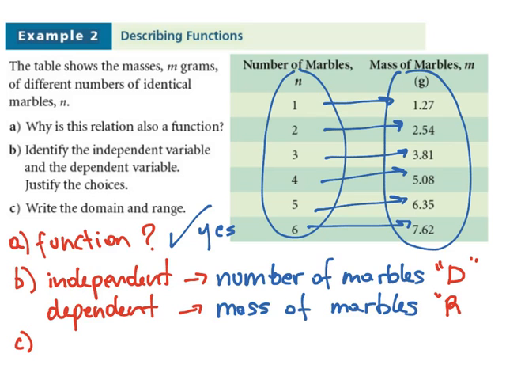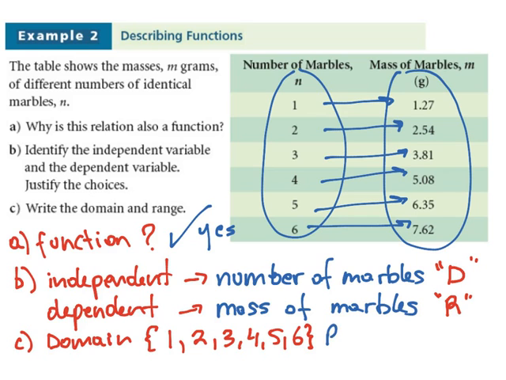So let's list our domain. We have 1, 2, 3, 4, up to 6 marbles, and their range, or the masses, are 1.27, 2.54, and so on, up to 7.62. Make sure you close the brackets.